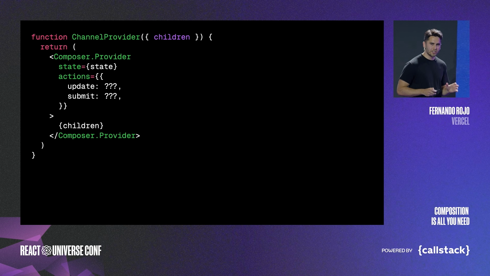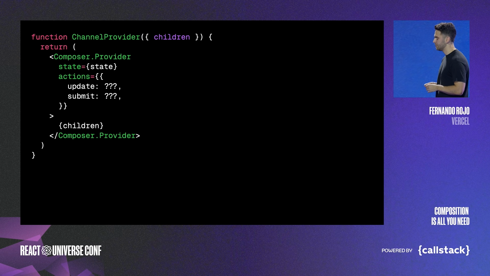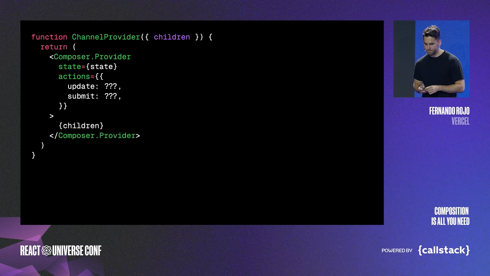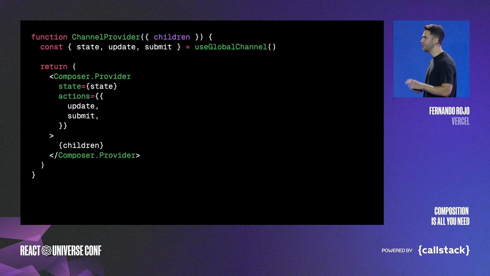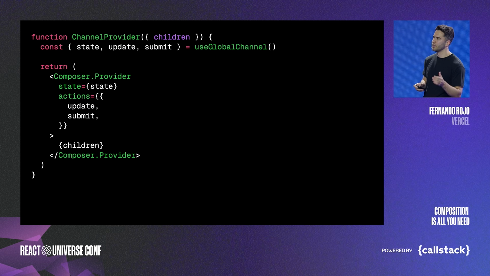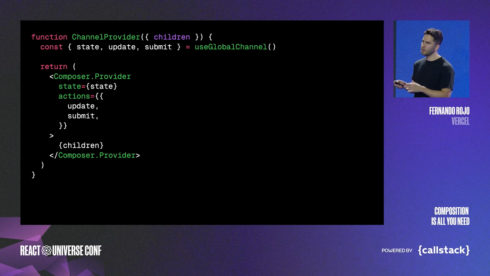Well, the question is, where do state and actions come from? Use state from React will not work here because our channel composer actually has its state synced across devices. So I'll import a hook called useGlobalChannel. And this hook is in charge of sending messages and syncing it up across the backend and even across devices. And as long as it returns things which can conform to the interface used by the context, it works with this component. The implementation is decoupled from the interface here. And we can swap out our state management with ease.